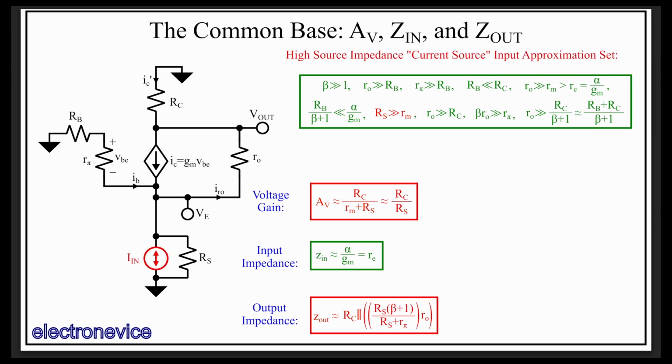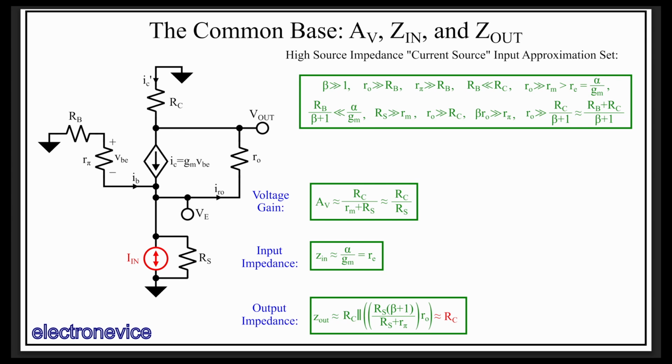So using the approximations for high source impedance we derived previously, we see that the gain is now equal to RC over RS, and the output impedance has turned into this more complicated expression. However, we can show that this expression, RS times beta plus 1, over RS plus R pi, with our assumption set, can be shown to be greater than 1. This fact, along with our assumption that RO is much greater than RC, means we can approximate this to be RC, as before.